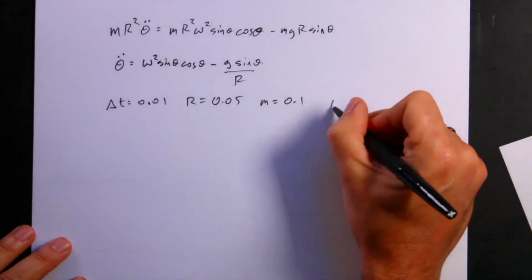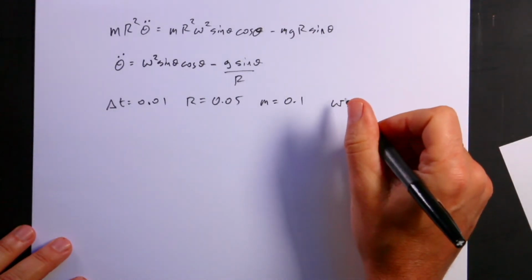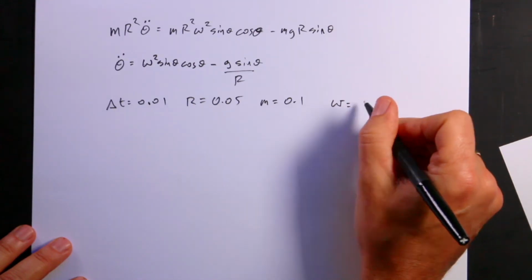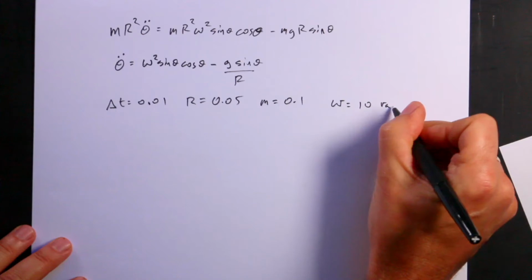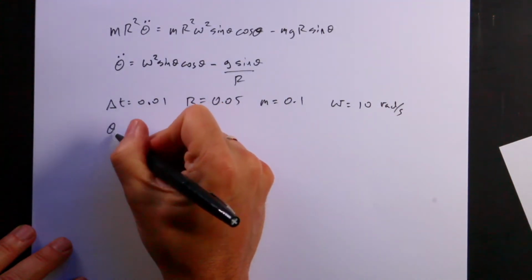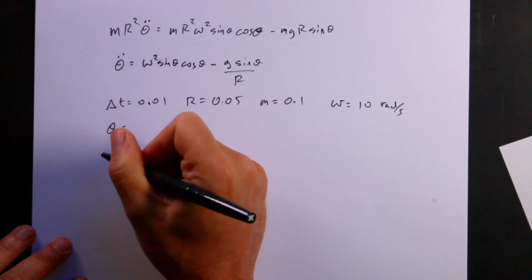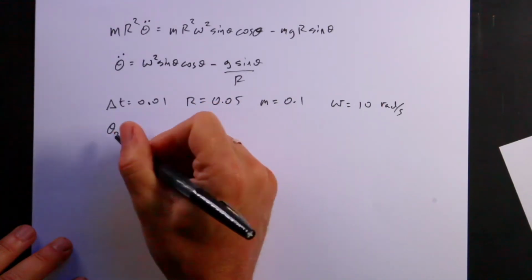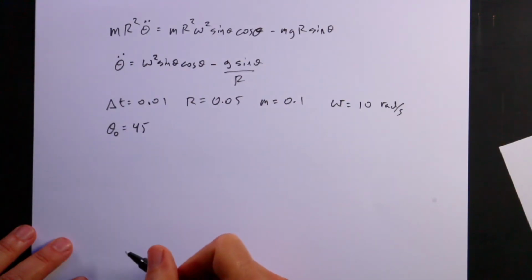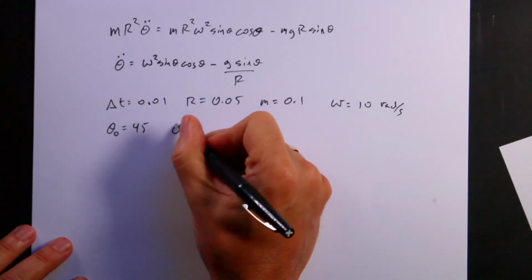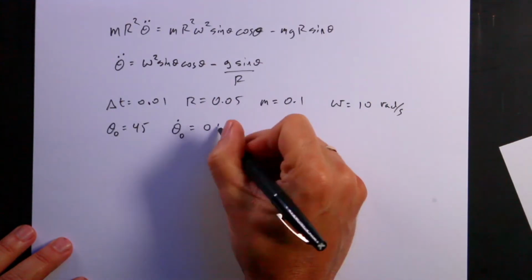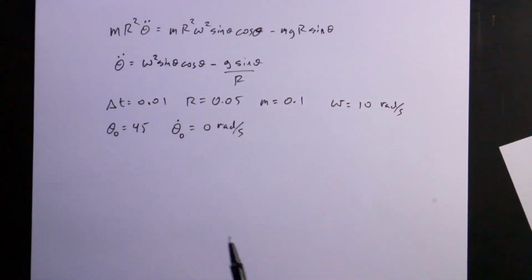And then I need omega for the rotating disk. Let's say it's 4. No, faster than that. Let's say 10 radians per second. And now I need my initial theta. Theta 0 equals, I don't know, 45 degrees. I'll convert that to radians. I need my initial theta dot 0. Theta dot 0 is 0. Okay, so those are my initial conditions.